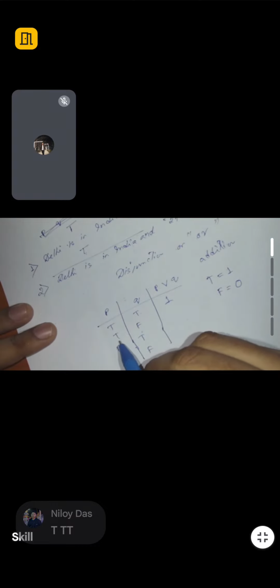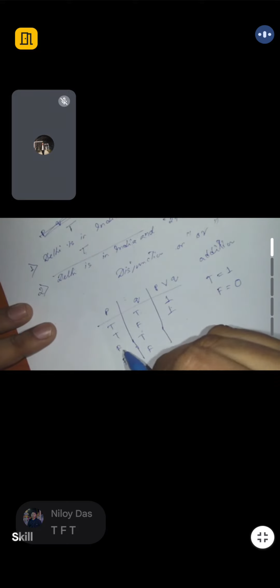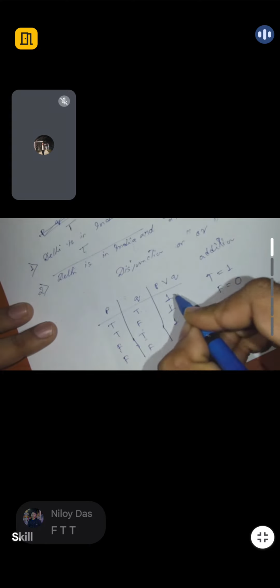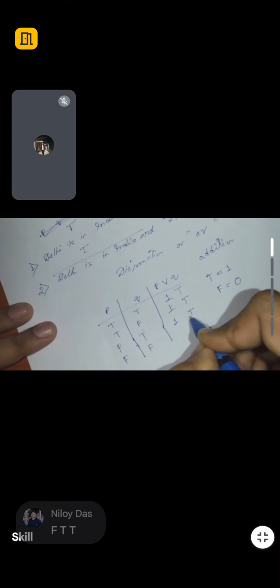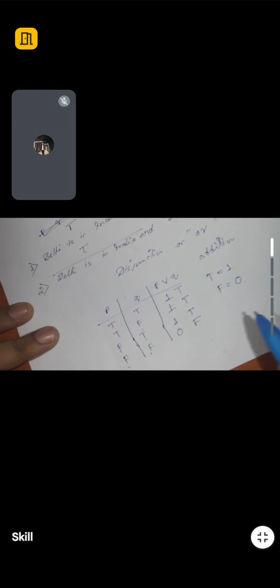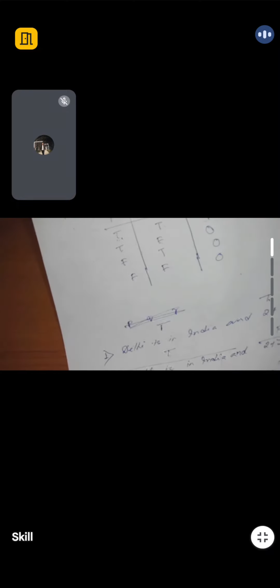True and false, 1 plus 0, the result will be 1. Here false and true, that is 0 plus 1, so it is 1. So basically these are all true. This is 0 0, so it will be 0, or you can say false. So this is the truth table for disjunction, or. I hope you understand this.